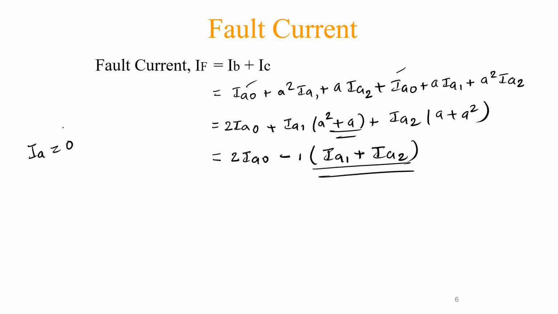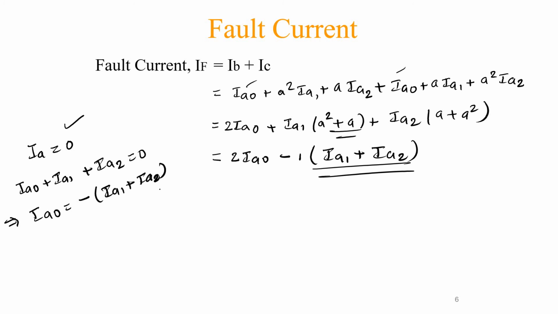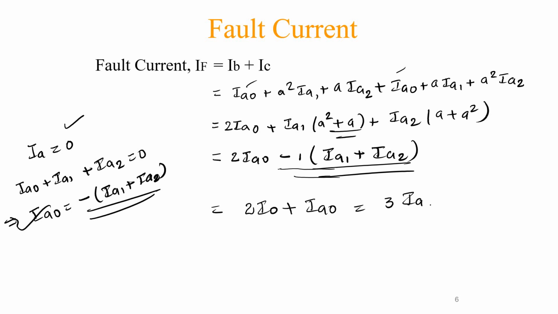We know one of the terminal conditions is IA is equal to 0. If you represent IA in terms of sequence components, IA0 plus IA1 plus IA2 is equal to 0. So from this you can write IA0 is equal to minus of IA1 plus IA2. So if you substitute this IA0 in place of minus of IA1 plus IA2, we will be getting 2 IA0 plus IA0, that is equal to 3 times IA0.